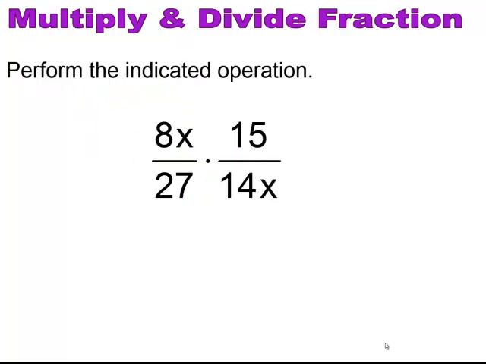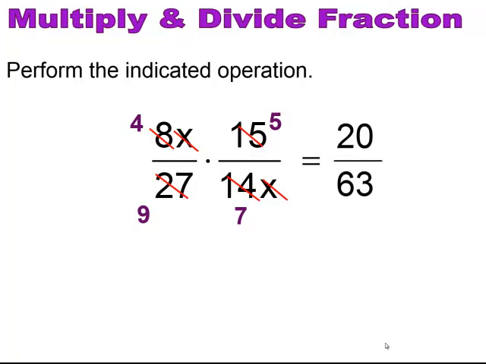Pause and try. So again, I'm simplifying first, and I see that 3 comes out of that 15 and that 27. I'm going to multiply across, and my solution here is 20 over 63.